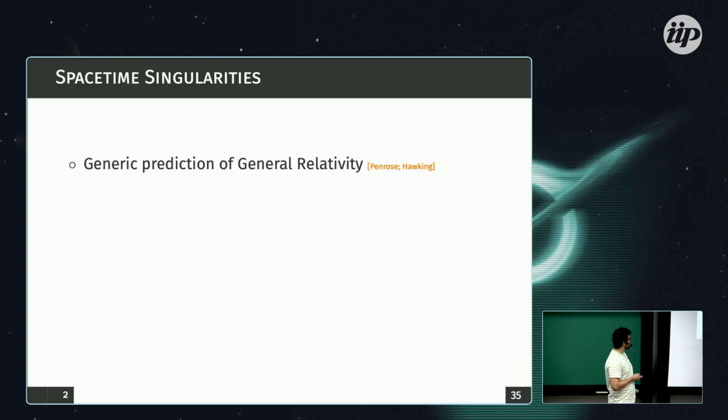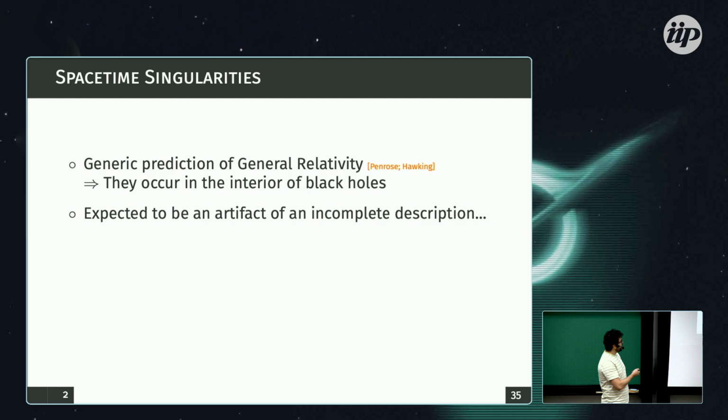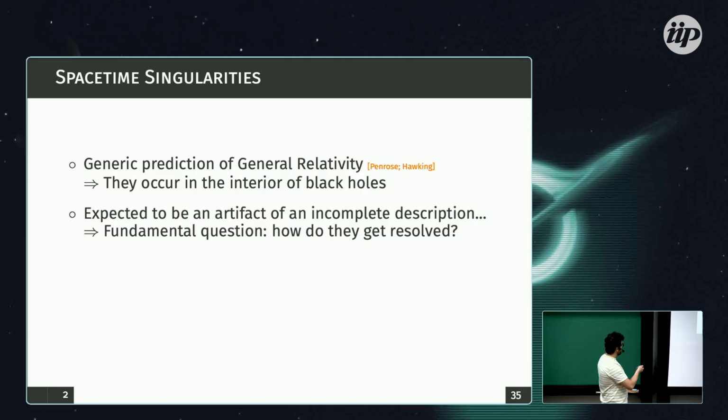Okay, so let me start by saying a few things about regular black holes. As we all know, space-time singularities are a generic prediction of general relativity. They form under general circumstances through collapse, for example, and they are expected to happen also at the beginning of the universe. In particular, they occur in the interior of black holes. This is expected to be an artifact of an incomplete description. The fact that these singularities are generic means that they cannot be resolved within general relativity. You need something that goes beyond general relativity, because in general relativity there are curvature singularities, and we expect that there are no physical quantities that are infinite. In particular, tidal forces and things like that should not be infinite, right? So it's a fundamental question: how do we resolve singularities?